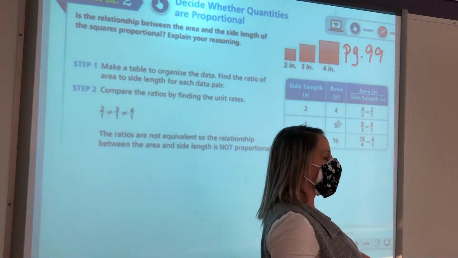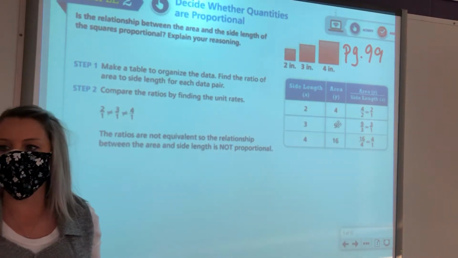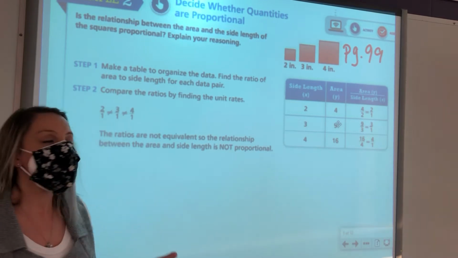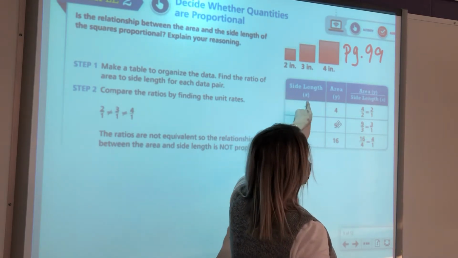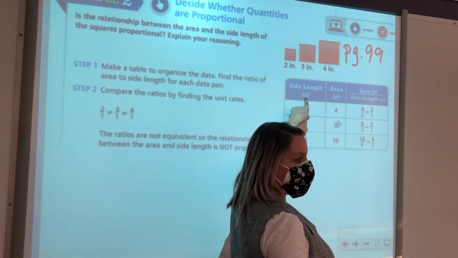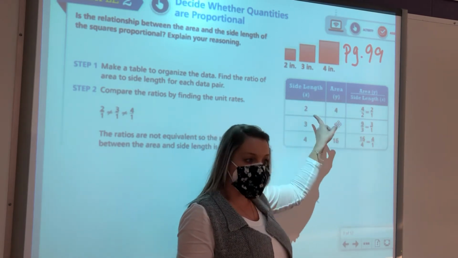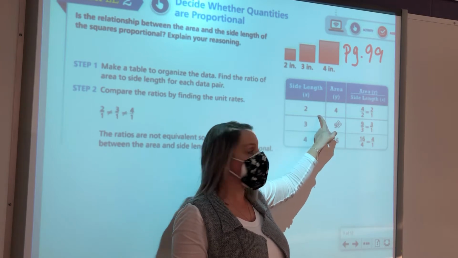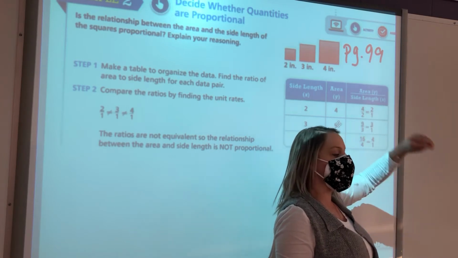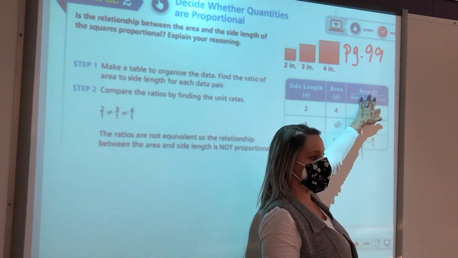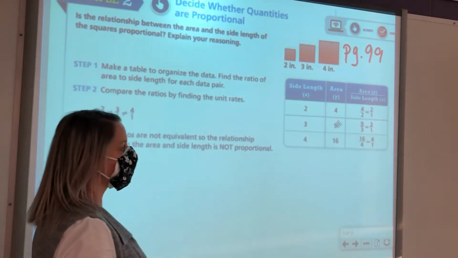Now, when we find area, we always multiply the length times the width. Okay? Or if it's a square, we do side squared. Side times side. So the side length is going to be your independent variable. Your area is going to be your dependent variable. Your area depends on your side length. So again, our relationship is y over x. Every proportional relationship we write as y over x. Dependent is in the numerator, independent is in the denominator.